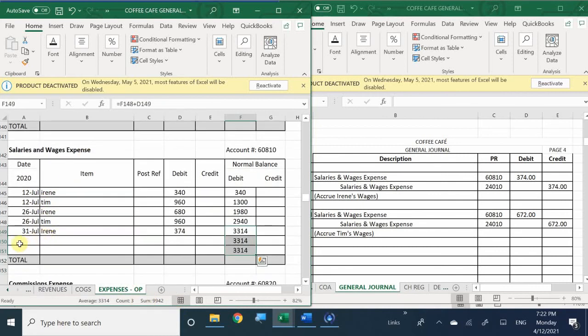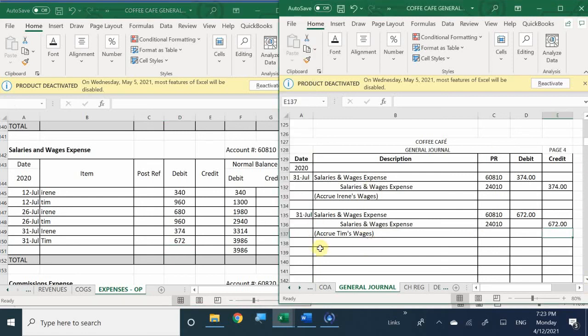We're going to go to our operating expenses. So once again, here is the salaries and wages expense. Again, we're going to accrue Tim's amount for the total of the $672, which should bring our account balance now to $3,986. So there we accrue for Tim.